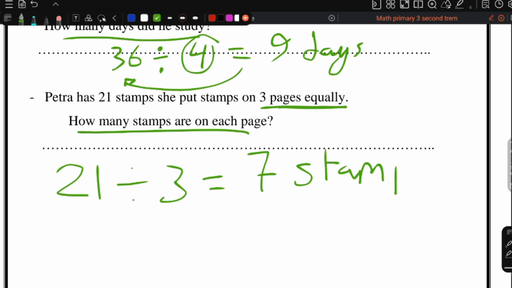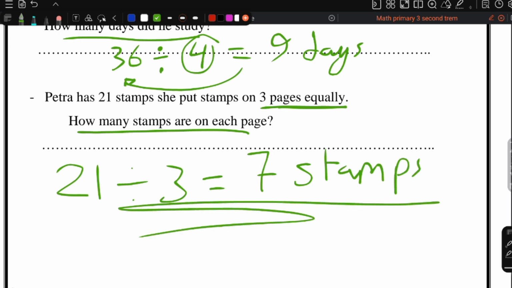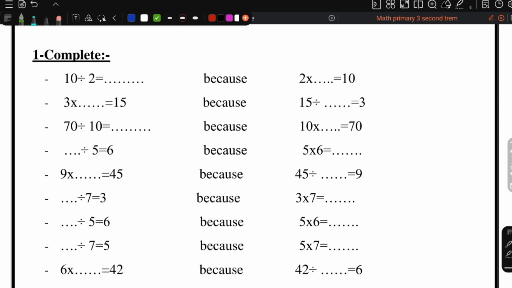Okay, so complete. In this question, 10 divided by 2 equals what? I will divide 10 divided by 2. 2 times what gives me 10? Yes, exactly 5. Because 2 times 5 equals 10.